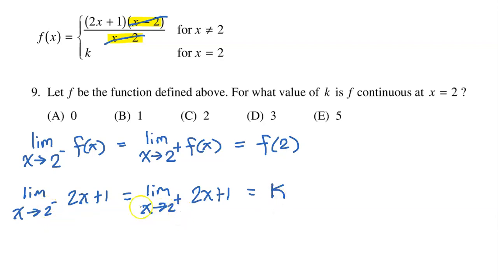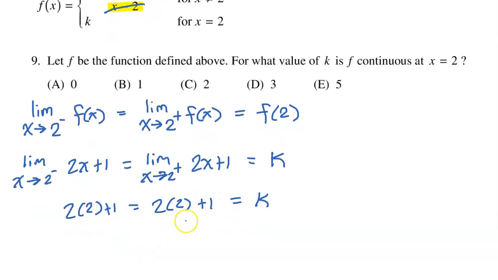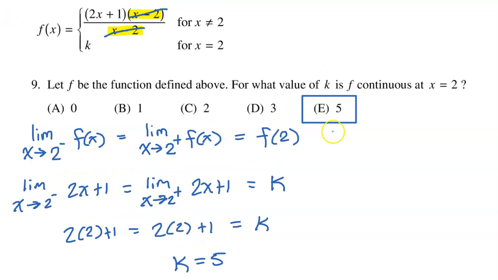Both of these limits can be evaluated by direct substitution. If I substitute 2 in for x, we get 2 times 2 plus 1. And this is just the exact same thing, 2 times 2 plus 1. And whatever that is should equal k. Obviously, both of these have a value of 5. So that means k must equal 5. And the answer is E.